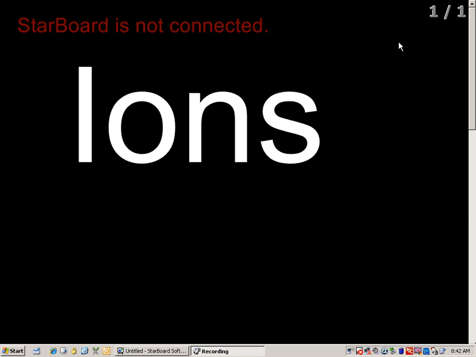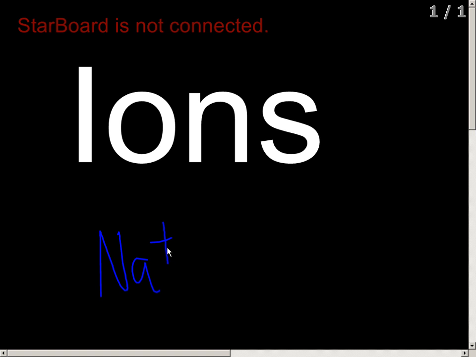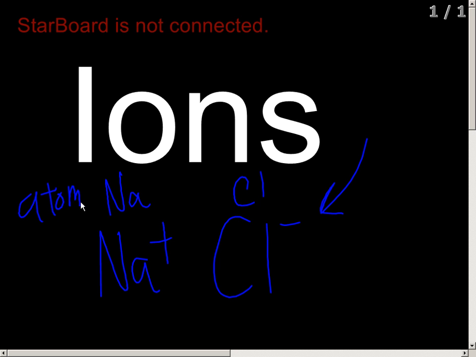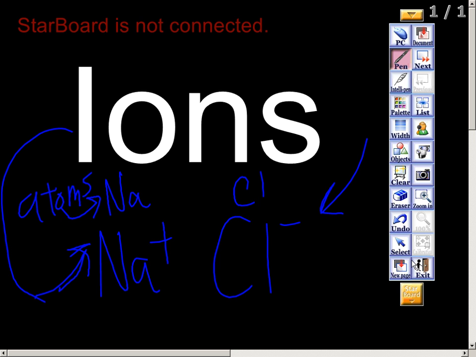Now, as we've talked about solutions, you may have noticed us write stuff down like this, Na+ or Cl-, when we're talking about salt ions. These are ions right here. There's a difference between sodium with a positive sign and sodium with nothing. There's a difference between chlorine with a minus sign and chlorine with nothing. These are atoms. These are ions.